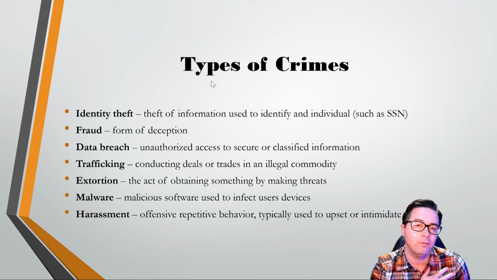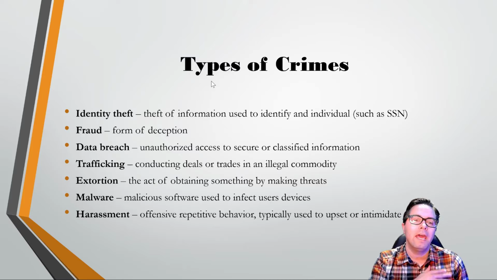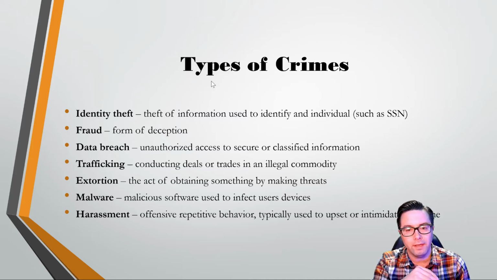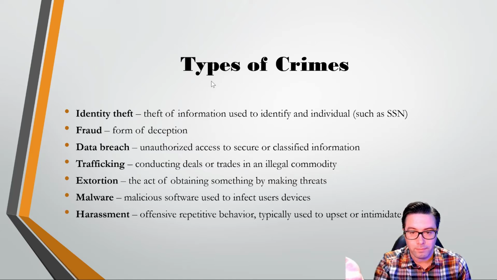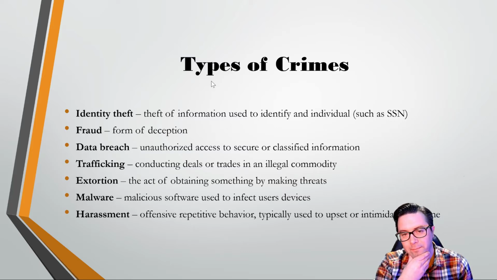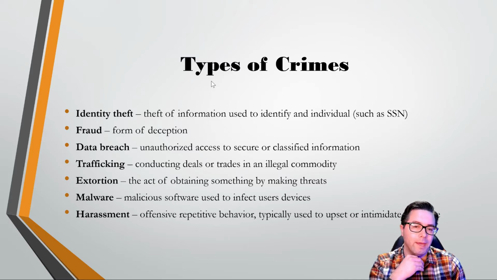Another thing that could be associated with cybercrimes is trafficking. This is conducting deals or trades in an illegal commodity. Human trafficking is an example because it is illegal to sell humans as a commodity. That could also be drug trafficking or arms trafficking. Arms trafficking is not physical arms; it's guns usually. But it's the trading of things that are deemed illegal, and it's a punishable offense even when it's online.